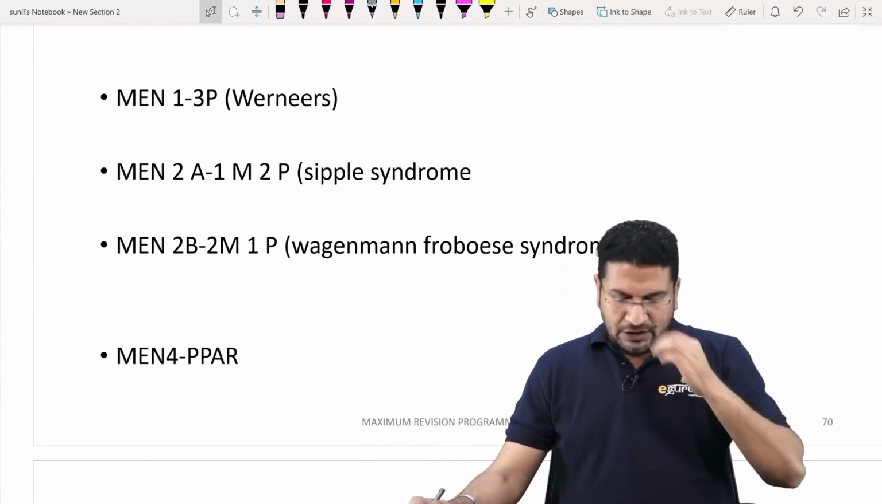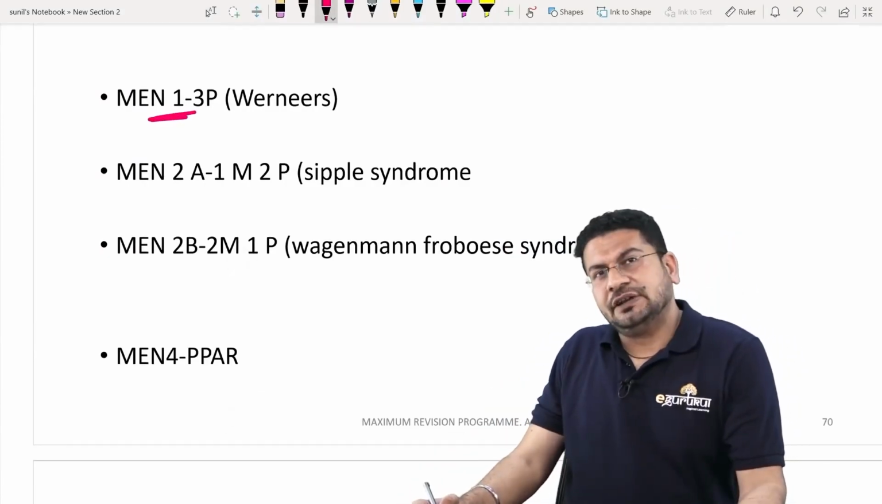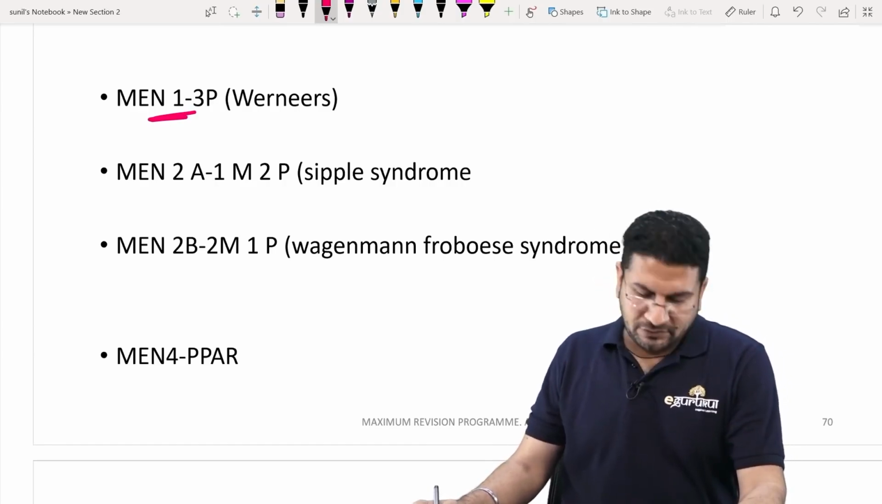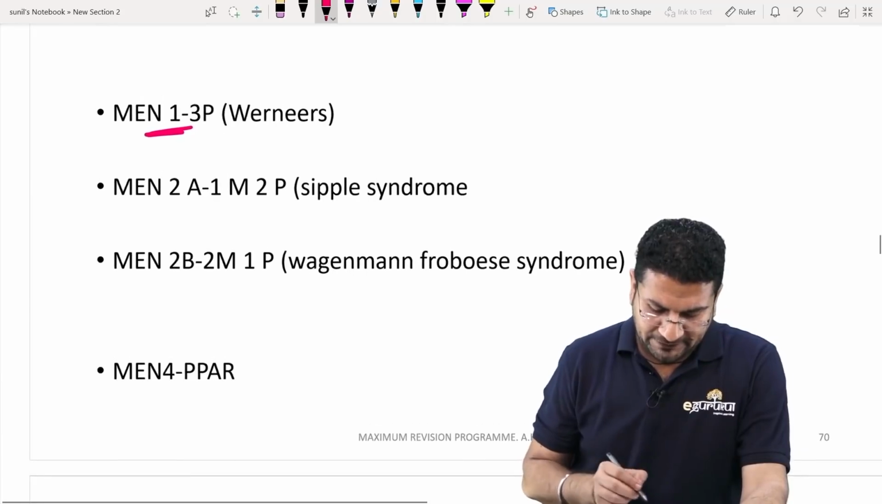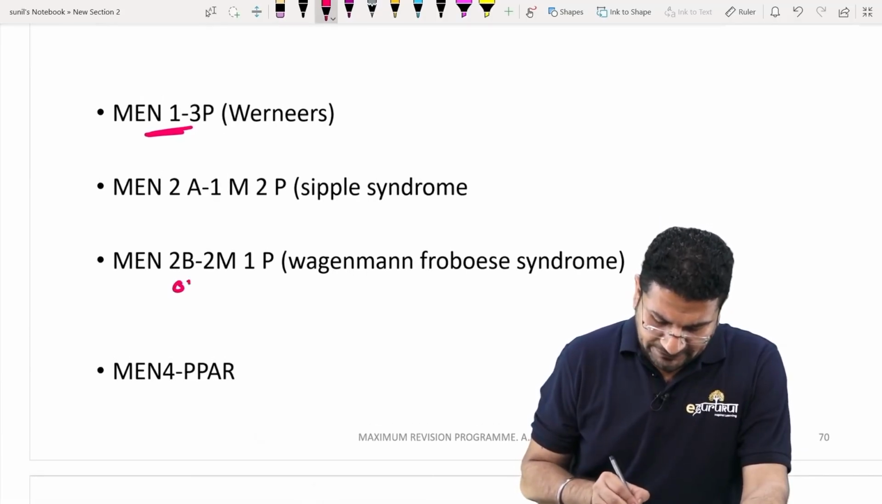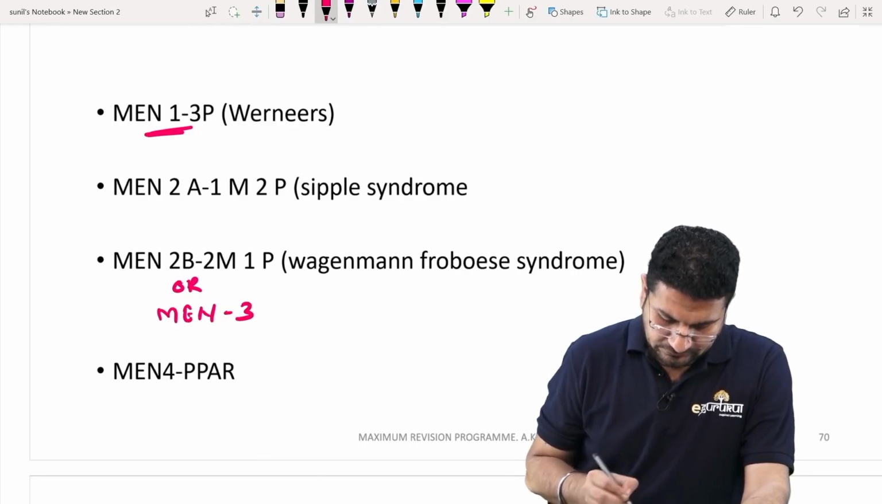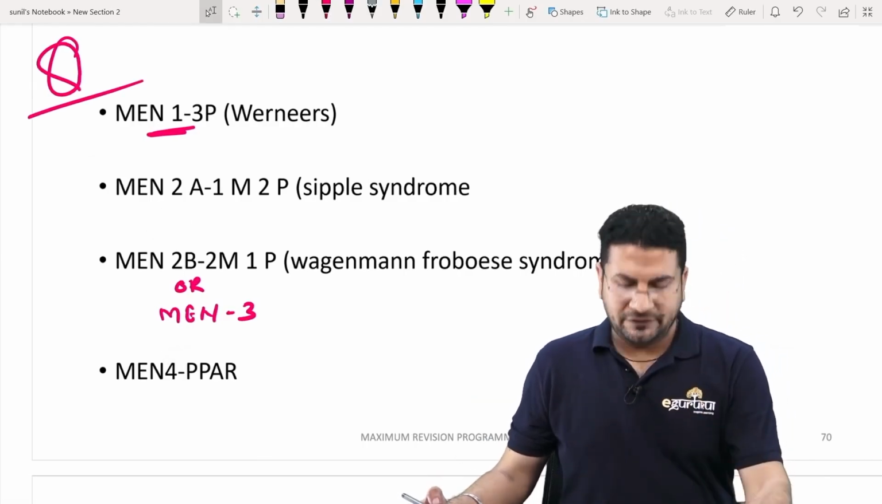What do you think? All men are the same, or all men are not the same? We have different men. A girl was thinking all men are the same, but all men are not the same. When she joined medical school, she came to know about MEN 1, MEN 2A, MEN 2B, MEN 4. MEN 2B is sometimes also called MEN 3. This is one MCQ in your exam. I cannot predict, but there will be one definite question.